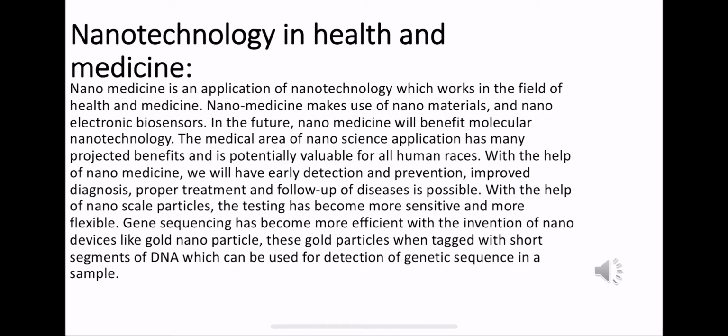With the help of nanomedicine, early detection and prevention, improved diagnosis, proper treatment, and follow-up of disease is possible. With the help of nanoscale particles, the testing has become more sensitive and more flexible. Gene sequencing has become more efficient with the invention of nanodevices, like gold nanoparticles. These gold particles, when tagged with short segments of DNA, can be used for detection of genetic sequence in a sample.